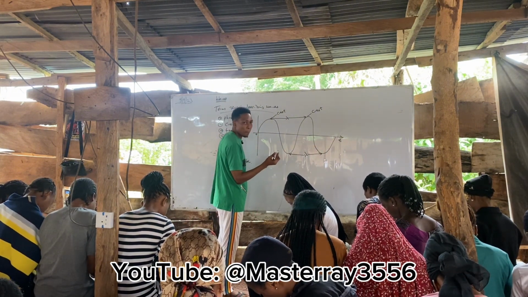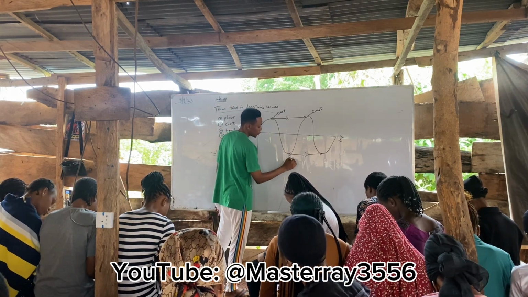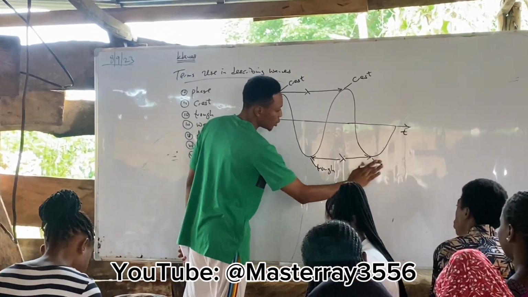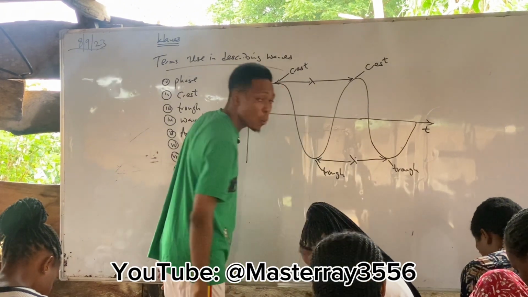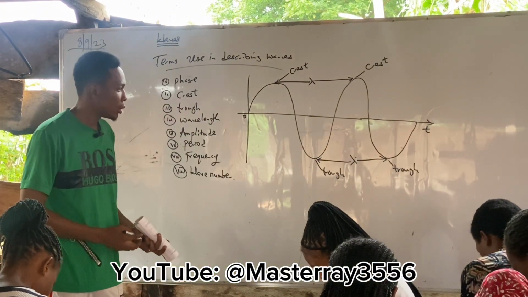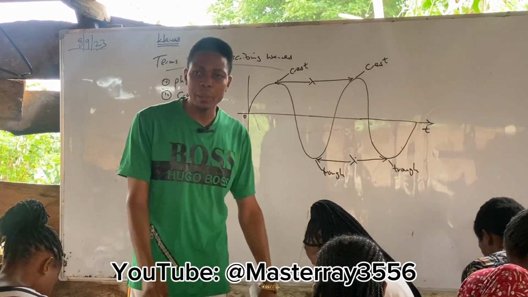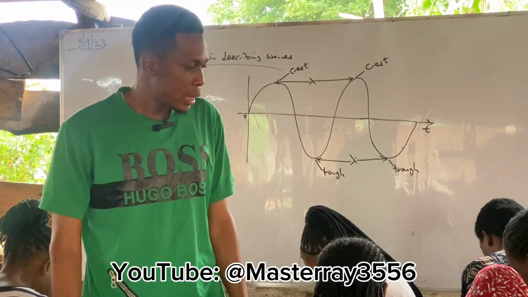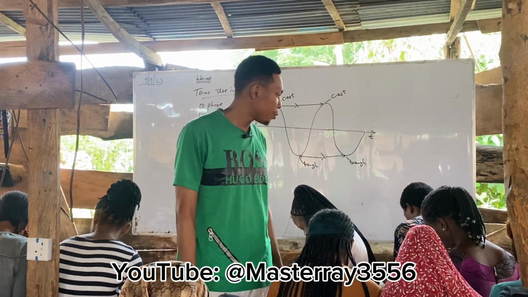Then trough. This is the maximum downward displacement of a wave.